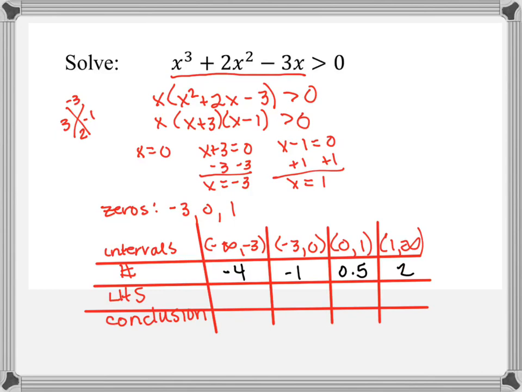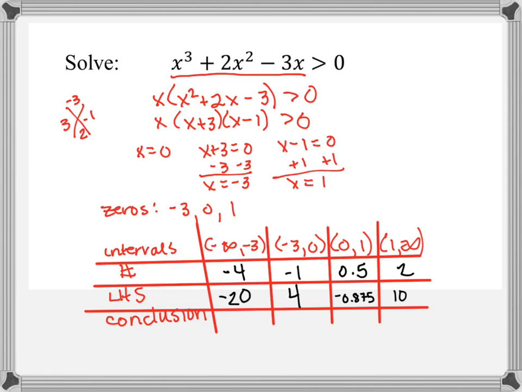When I substitute these numbers into the original left-hand side, I will get, for negative 4, negative 20. For negative 1, I will get 4. If I substitute 0.5 in, I will get negative 0.875. If I substitute 2 in, I will get 10.